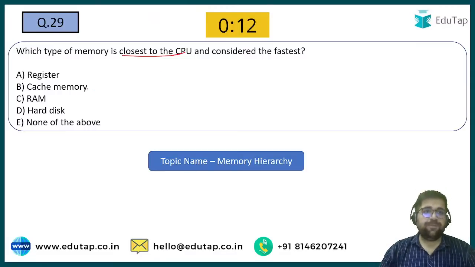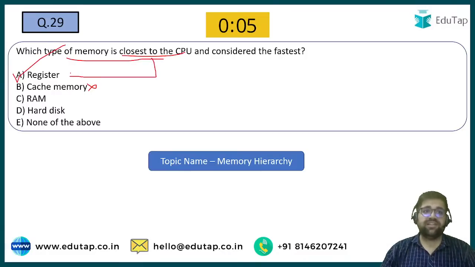No, cache. Many people are saying cache. Cache is not the correct answer. The answer will be register. Which type of memory is closest to CPU? It will be register. After register, it will be cache. So if two things are given to you, out of register and cache, closest to CPU will be register.